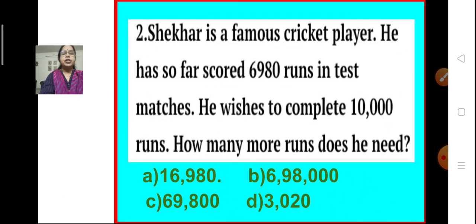Here, this one also we solved during our chapter. Shekhar is a famous cricket player. He has so far scored 6,980 runs in test matches. He wishes to complete 10,000 runs. How many more runs does he need? And the 4 options are given.